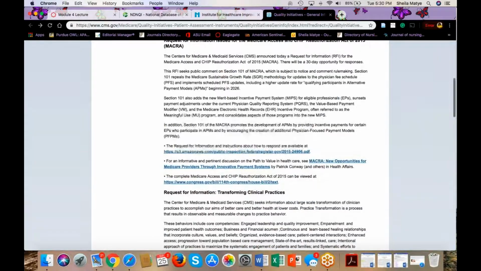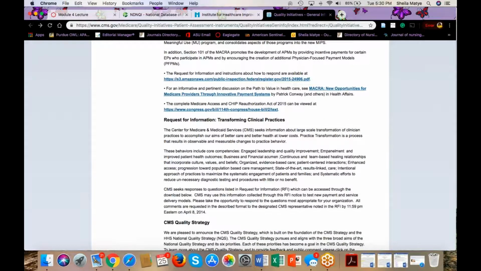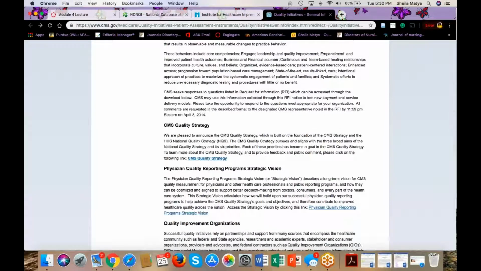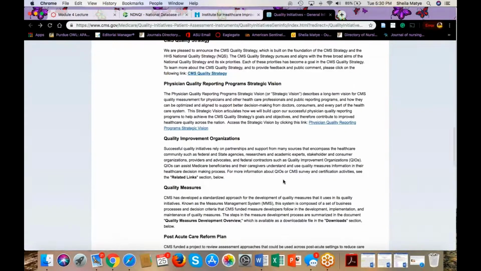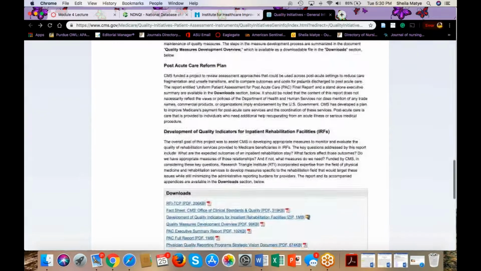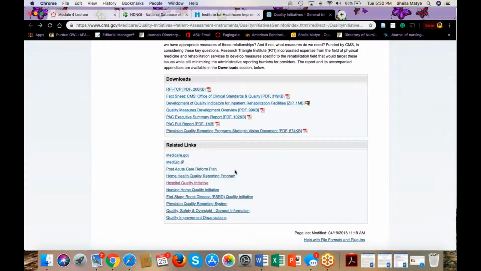Then let's look through here. Transforming clinical practices, CMS quality strategy, physician quality reporting program, strategic vision. So that's going to give you their plan. That's really going to be a good one for Plan, Do, Study, Act. Post-acute care reform. So down here, related links. Here's a hospital quality initiative, nursing home quality initiative, end-stage renal disease quality initiative, physician quality reporting system, quality improvement organizations. Click on those, see where that brings you.